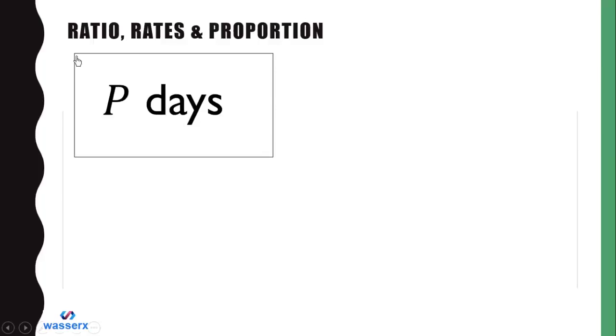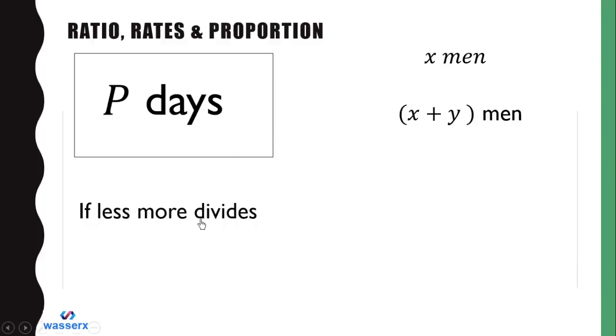If this is a field and we have X men and they are able to weed this in P days, then X plus Y men will take fewer days to weed this plot of land. That's the same plot of land. So we say that if less, more divides. Therefore, X plus Y men will take Px over X plus Y days.